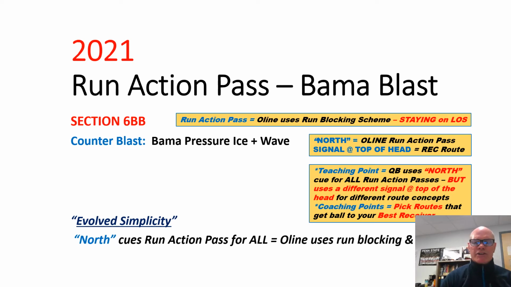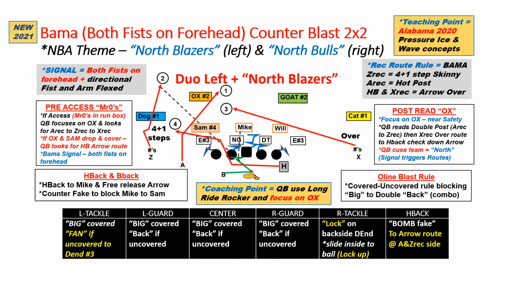The way we'll signal this is both fists on the forehead, which will tell the receivers to run the Bama pressure ice and wave concept, and it'll tell the quarterback to use the north prefix verbal cue to our blast run game, so the linemen know it is run action pass to stay on the line of scrimmage, but they'll use their counter blast run blocking scheme. Let's take a look.